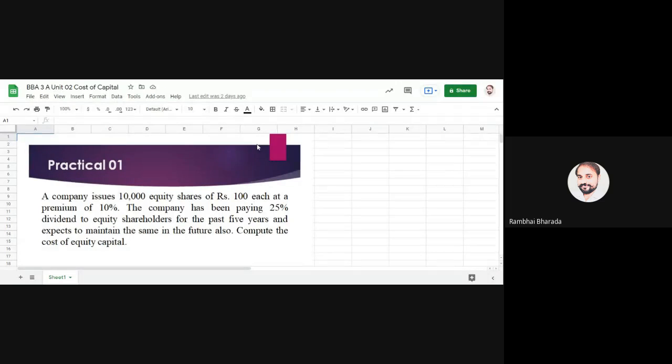Okay, definitely. A company issues 10,000 equity shares of rupees 100 each at a premium of 10%. The company has been paying 25% dividend to equity shareholders for the past 5 years, and it is expected to remain constant in future also. Compute the cost of equity capital. Now see here in this entire question, find the required values. What do we require first? D. D means dividend per share.